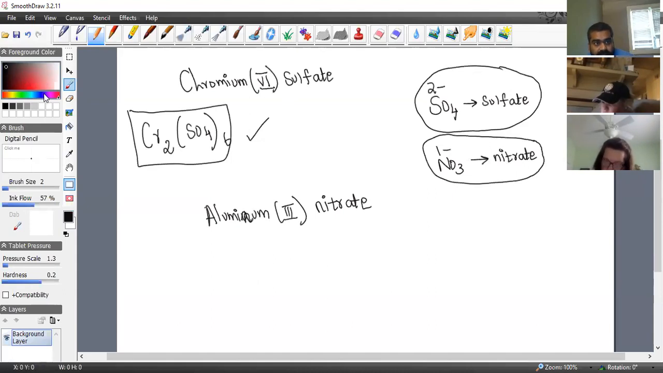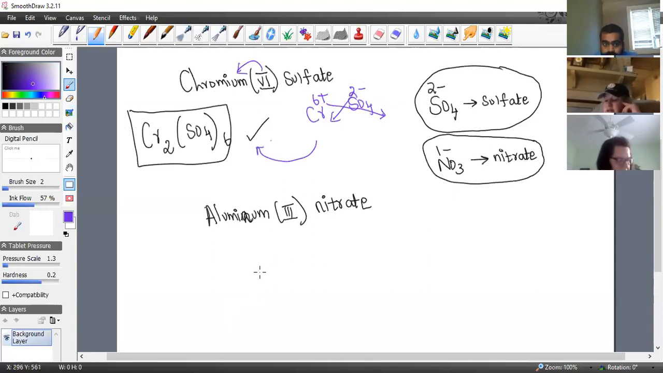While you guys are doing that, I'm going to work this previous problem so that people that didn't make it to the class can do this. The 6 is stacked to the chromium, so it's chromium 6 plus, and sulfate is 2 minus. 2 comes here, 6 comes outside, and that's how we end up with this. Would it be Al, bracket, NO3, close the bracket, and then 3? That's correct. Okay. It's just that simple.